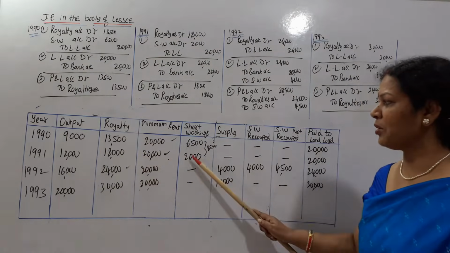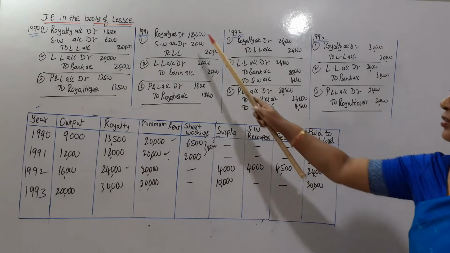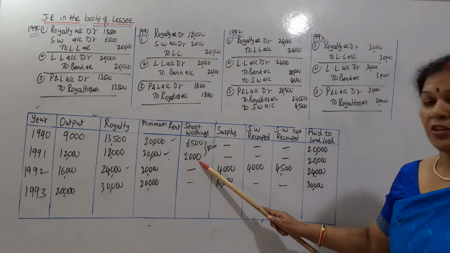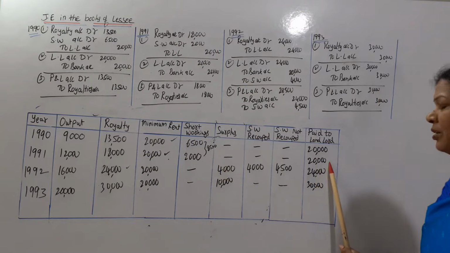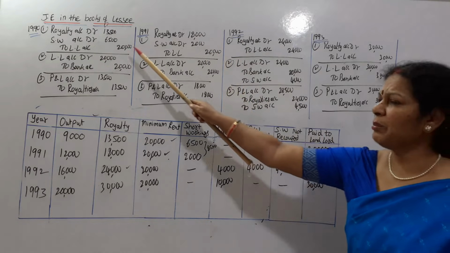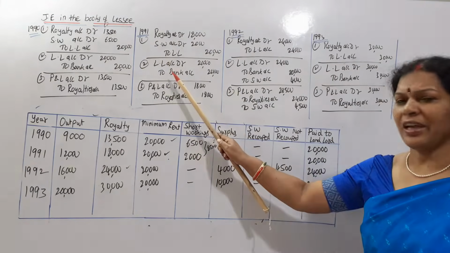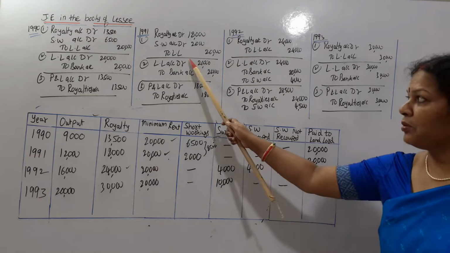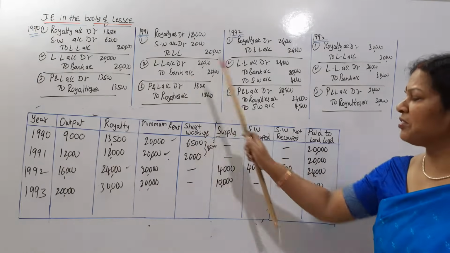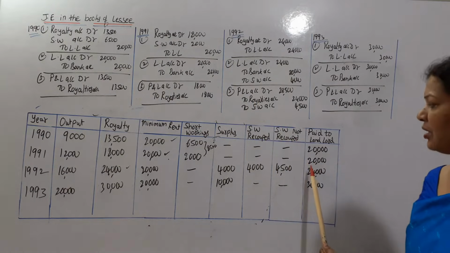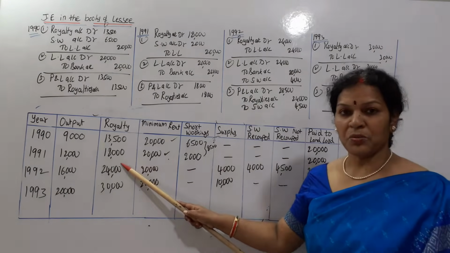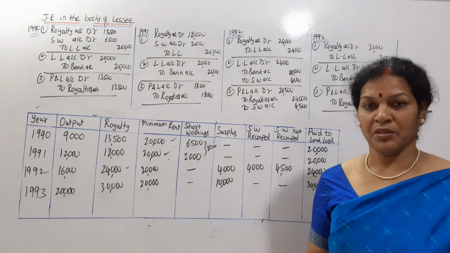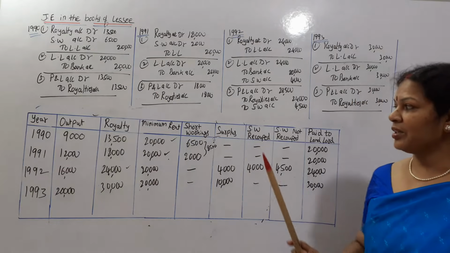Royalty account debtor, short workings debtor to landlord. Royalty 18,000, short workings 2,000 and paid to landlord 20,000. Same as this one. And the second entry as usual: landlord debtor to bank account. Same entry always, the second entry is the same. Amount paid is 20,000. The third entry is that royalty we have to transfer to the profit and loss account, so profit and loss account debtor to royalty account. Clear? Now coming to the third year.